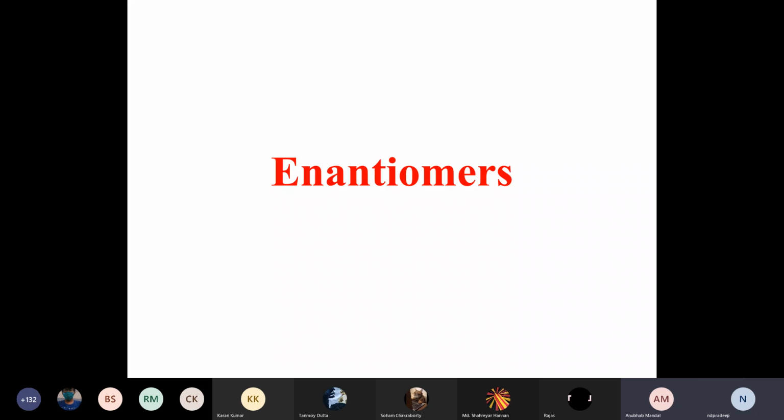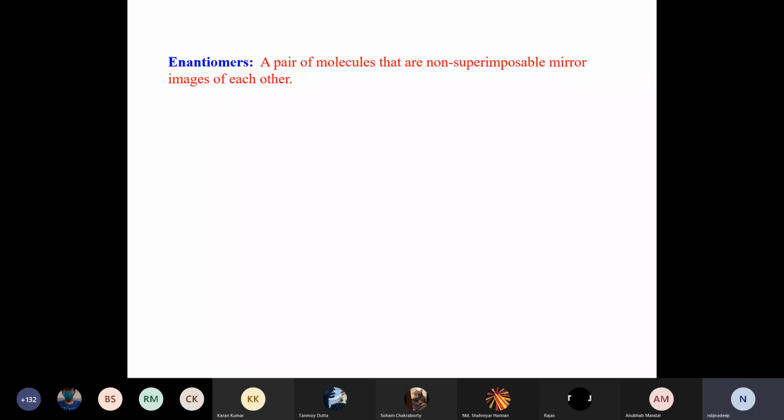Okay. The next thing which we want to discuss is enantiomers. It's a very nice word, because after chirality we have to talk about enantiomers. The definition is as simple as it is: a pair of molecules that are non-superimposable mirror images of each other. What is the definition?